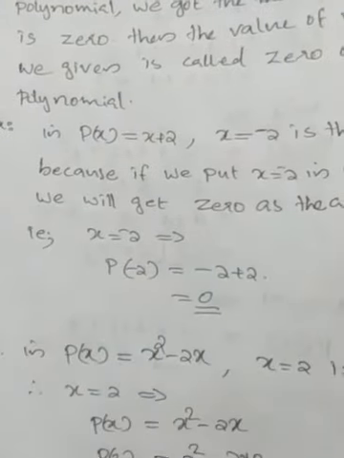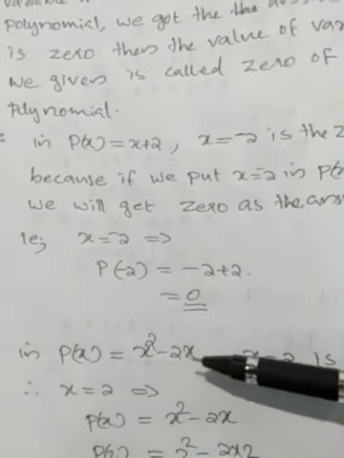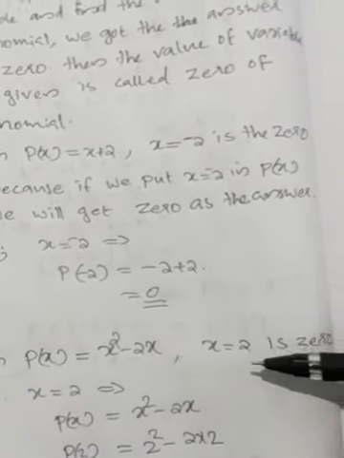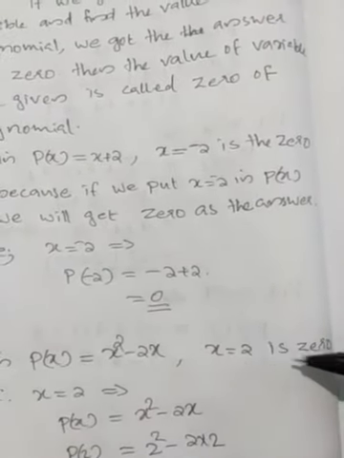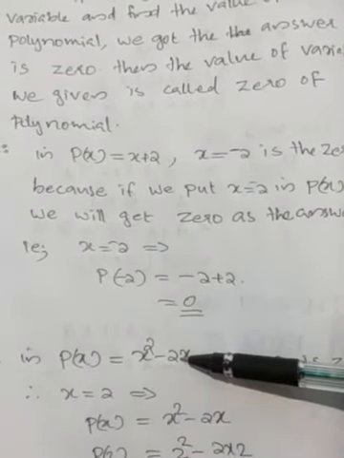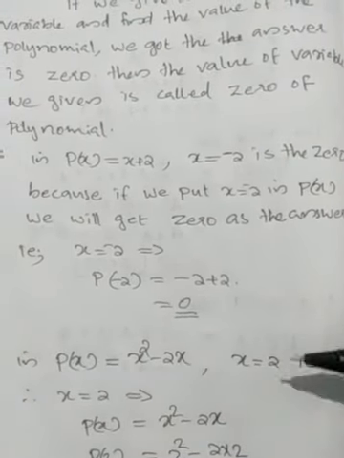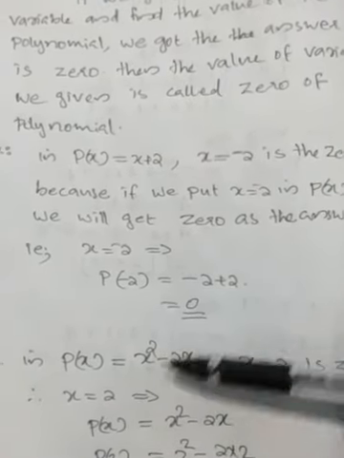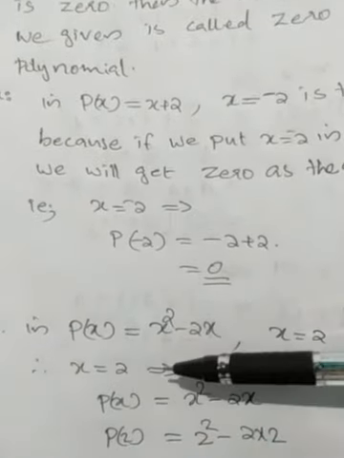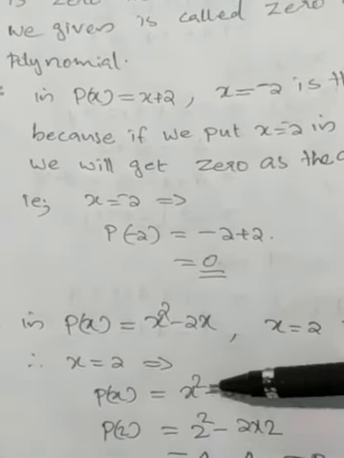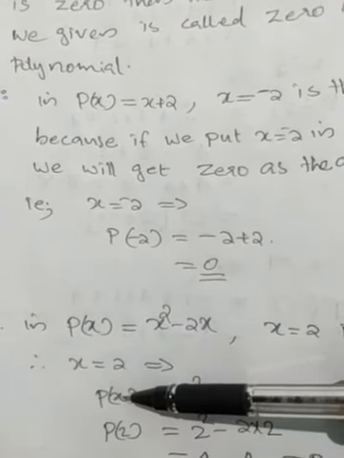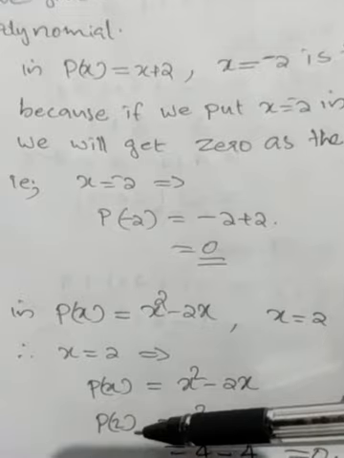Okay, one more question. In p of x equal to x square minus 2x, x equal to 2 is the zero. X equal to 2 is the zero of this polynomial. Why? If we give 2 instead of x, surely we will get the answer 0. Just look, x equal to 2 implies p of x equal to x square minus 2x. That means p of 2 equal to, if we give x equal to 2, p of x becomes p of 2.